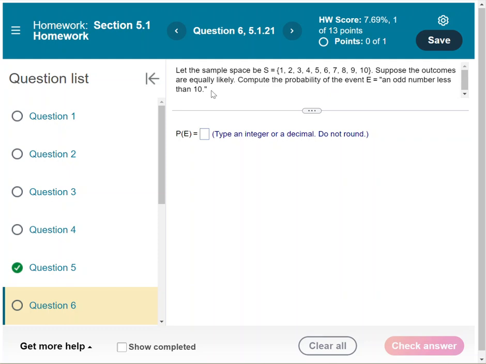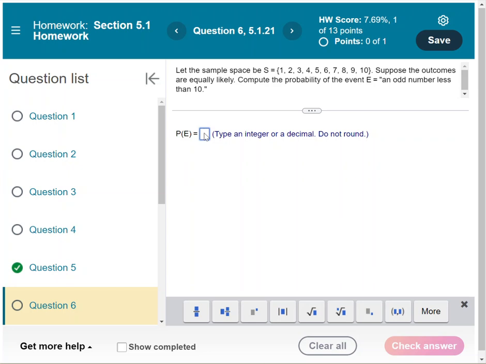So if you look at our set, odd numbers less than 10, E is going to be the set with 1, 3, 5, 7, and 9 in it. There are 1, 2, 3, 4, 5 in that set, 5 numbers, so it's going to be 5/10 or 0.5.